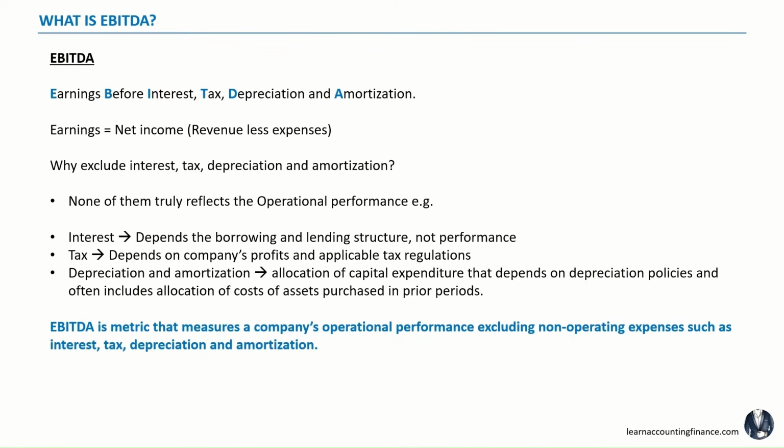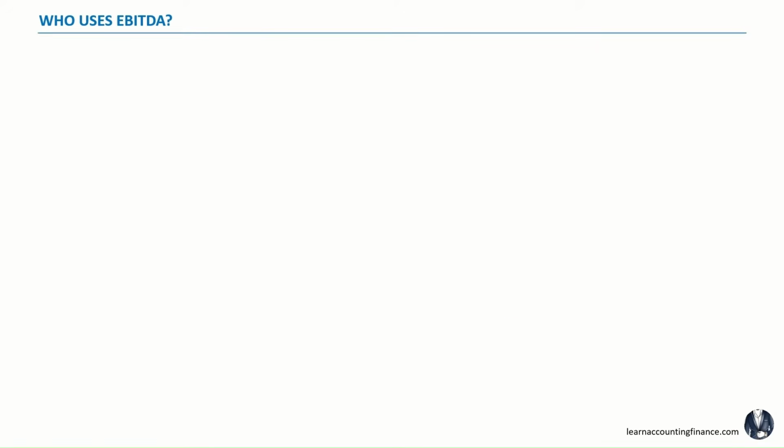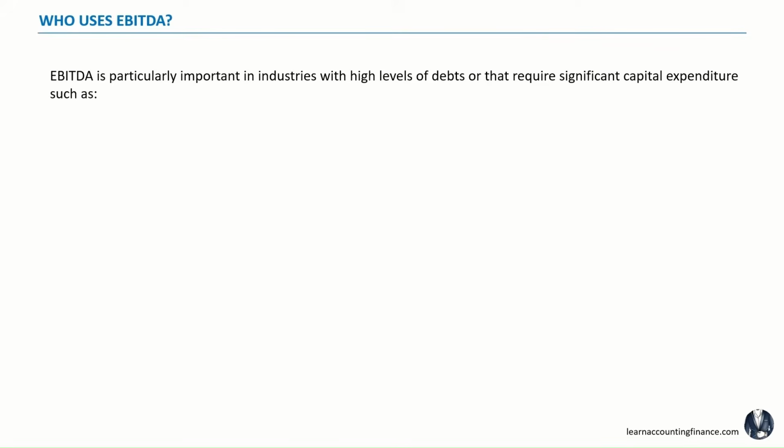So EBITDA is a metric that measures a company's operational performance, excluding non-operating expenses such as interest, tax, depreciation, and amortization. EBITDA can be used to compare operational performance, but has its limitations, which we will discuss in a separate section. The next question is, who uses EBITDA? Well, EBITDA is particularly important in industries with high levels of debts or that require significant capital expenditures.